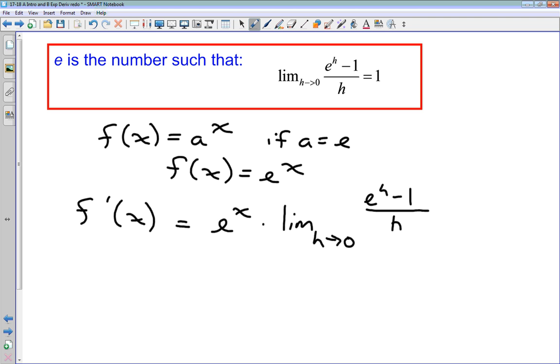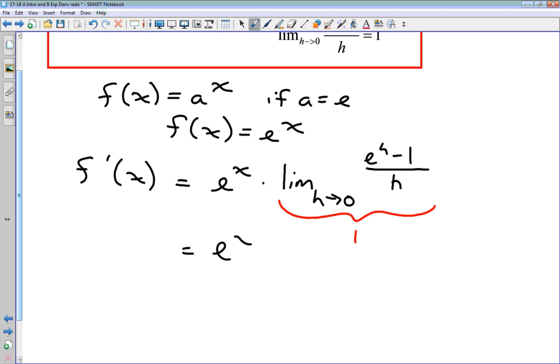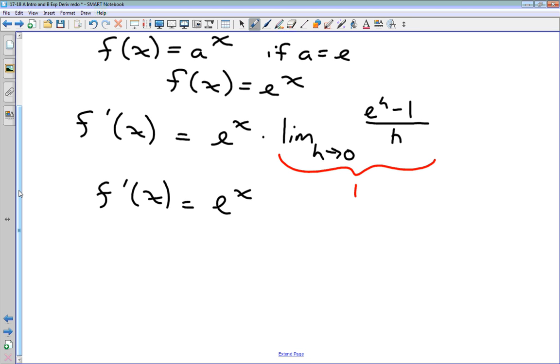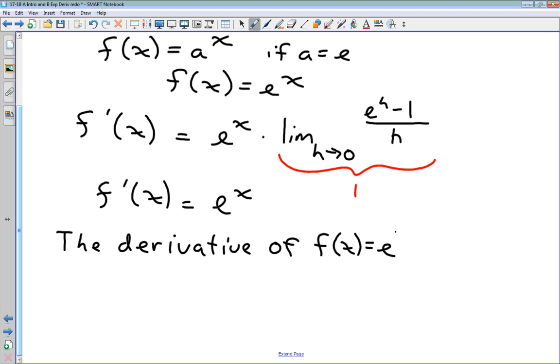That was the expression we got applying the first principles definition. Well, we know what this limit evaluates to now. This whole thing is just going to be equal to 1. So our expression for the derivative is just going to be e to the x. So this is a little bit surprising. This tells us that the derivative of e to the x, or f of x equals e to the x, is e to the x. So the derivative and the original function are exactly the same.